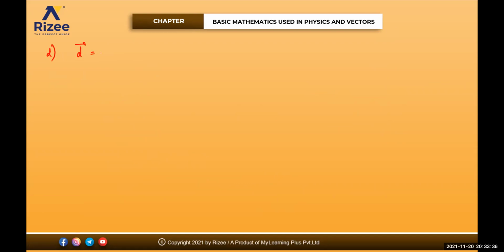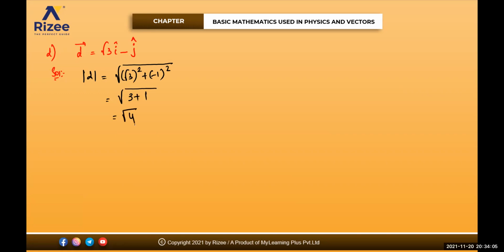D bar is equals to root 3 i cap minus j cap. Tell me the magnitude of this one and the direction made by this one. Magnitude of D bar is under root of root 3 whole square plus minus 1 whole square, because j means it is 1 only. So it is root 3 whole square, which is 3, plus 1. So that will be equal to root 4. Root 4 means how much it will be? 2. So magnitude of D is equals to 2.